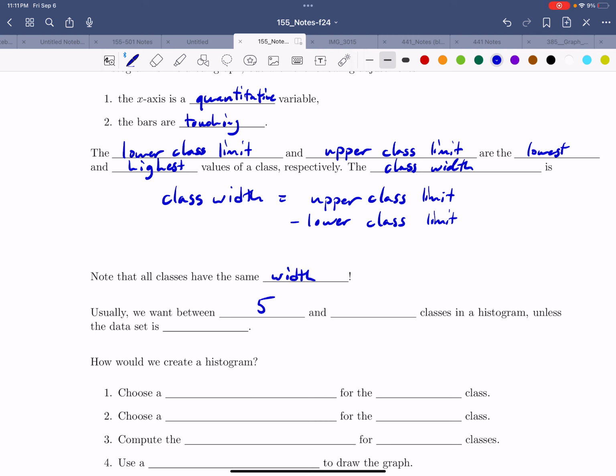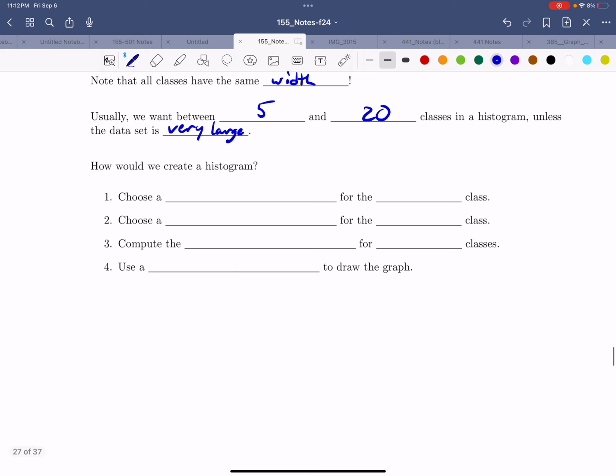And usually we want between 5 and 20 classes in a histogram. This isn't some kind of rule, but unless the data set is very large, it's just not super pleasant to look at a histogram with too many classes. And it's not very meaningful to look at a histogram with too few classes. So how to create one? How do we create one?